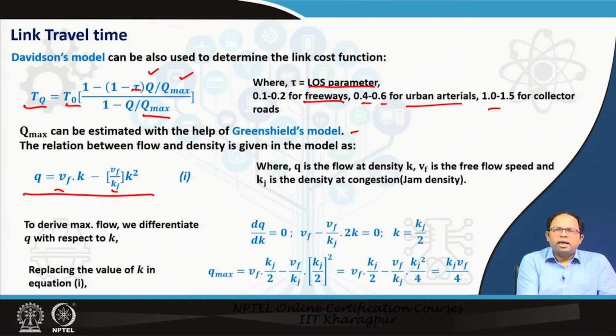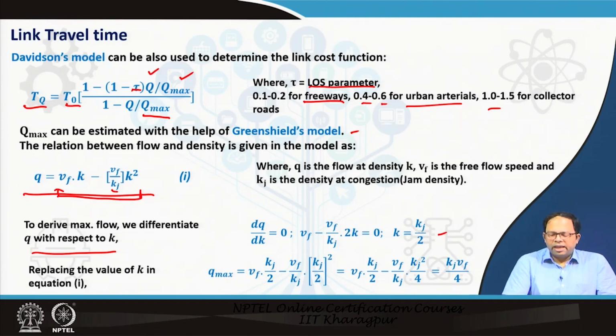So for that we take a derivative, as we want to maximize the value. We need to determine at what value it assumes the maximum value. So we can take a derivative of this particular function and equate it with 0. That is a standard way to find the max value. So to derive max flow, we differentiate Q with respect to K and equate it to 0, that means dq/dk is equal to 0. So what it means is, when we take dq/dk, this equation becomes Vf minus Vf by Kj into 2k equal to 0, which actually comes to k equal to Kj by 2.